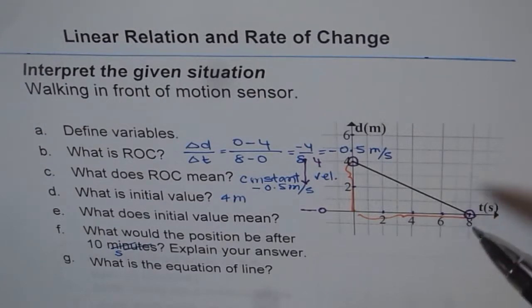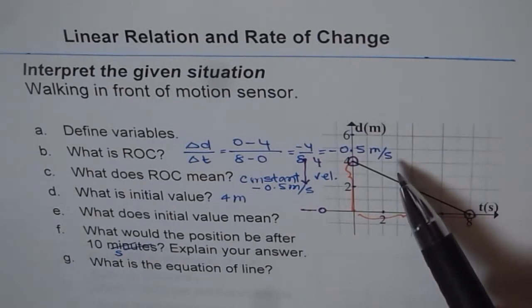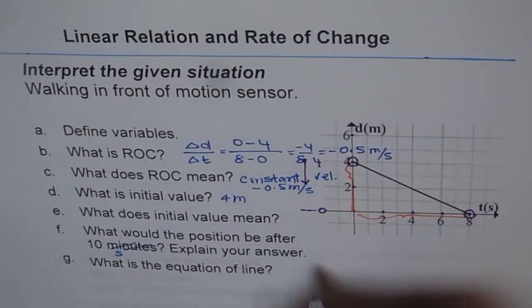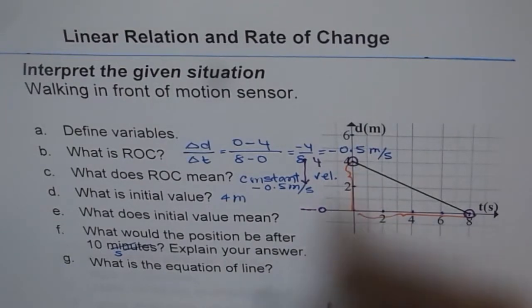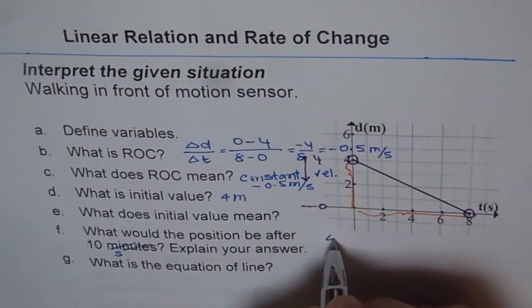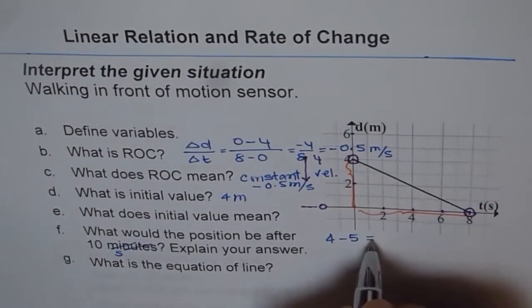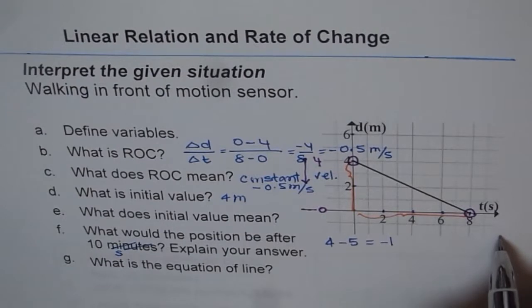Do you see that? So there are a couple of ways to answer this. Think like this. Every second, distance is decreased by half meter, right? So in 2 seconds, by 1 meter. In 10 seconds, by 5 meters, right? So starting with 4, it decreases by 5 meters in 10 seconds. So 4 minus 5 will give me minus 1. Do you understand? So at 10 seconds, actually, it will be minus 1.